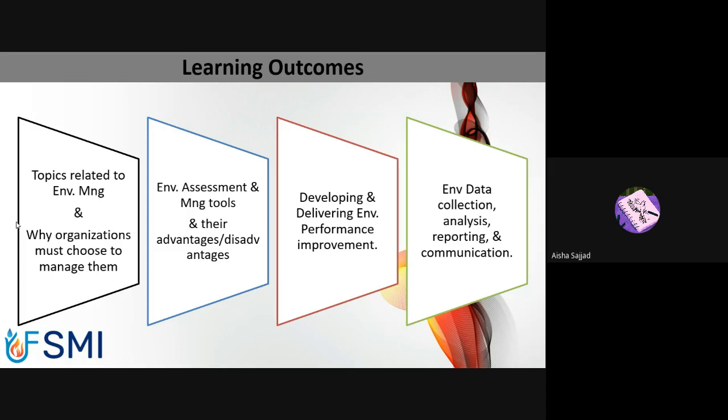The last learning outcome says that we will see how different types of environmental data can be collected, how it can be analyzed, how it can be disseminated, how it can be reported, and how it can be communicated. So we want to talk about not just environmental management, not just the tools used for that, not just the environmental performance of the organization, but how that organization will manage its environmental data, because all of that ultimately leads to better environmental performance. So these were the learning outcomes that this unit number 3 has. Any confusion?